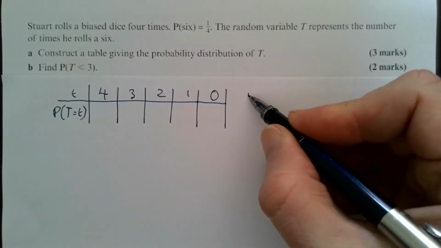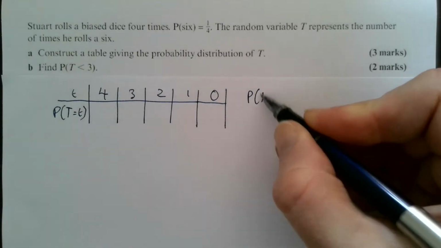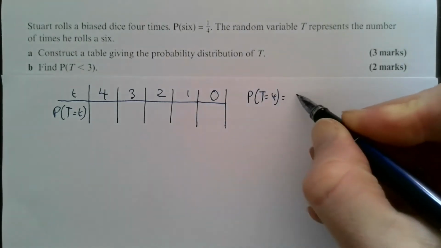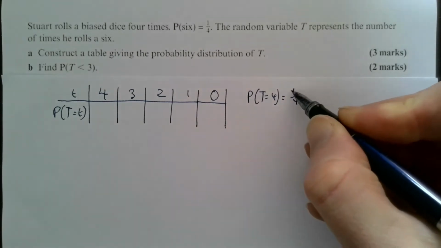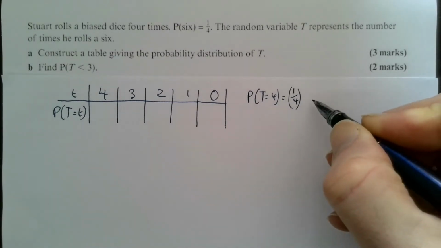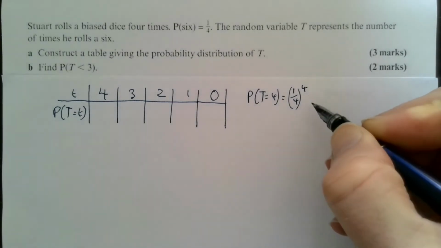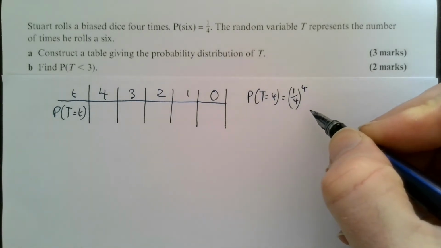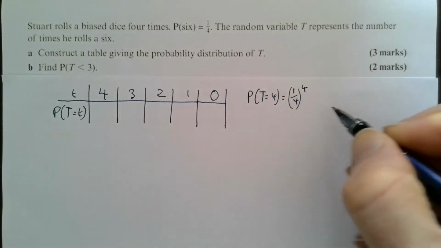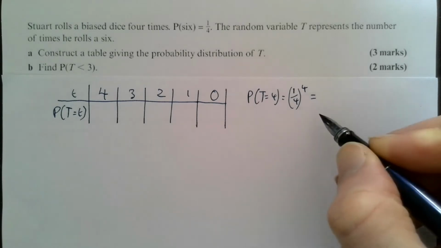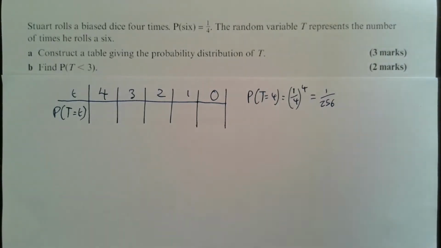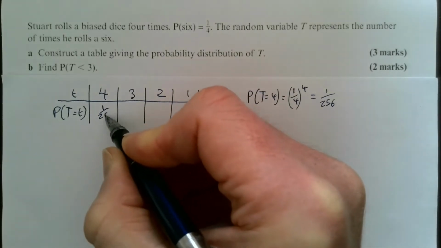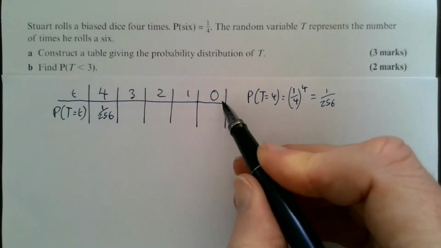So to get 4, we're going to need a 1 in 4 chance to happen 4 times. So that'll be 1 over 4 to the power of 4, which is 256, so it'll be 1 over 256. So that's that one. And we could close out this one at the same time.